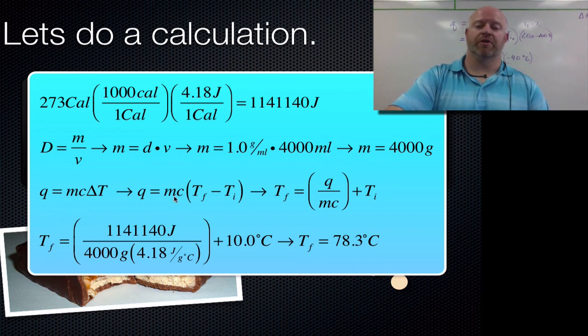Now we plug into our equation, but we're solving for temperature final, so we've got to rearrange it a little bit to solve for temperature final. If we rearrange and solve, we end up getting 78.3 degrees Celsius. Now, if you got 68.3, what you did is you solved for the change in temperature, you solved for delta T, you didn't actually solve for the final temperature, so you didn't factor in the 10 degrees that was already there when the process started.